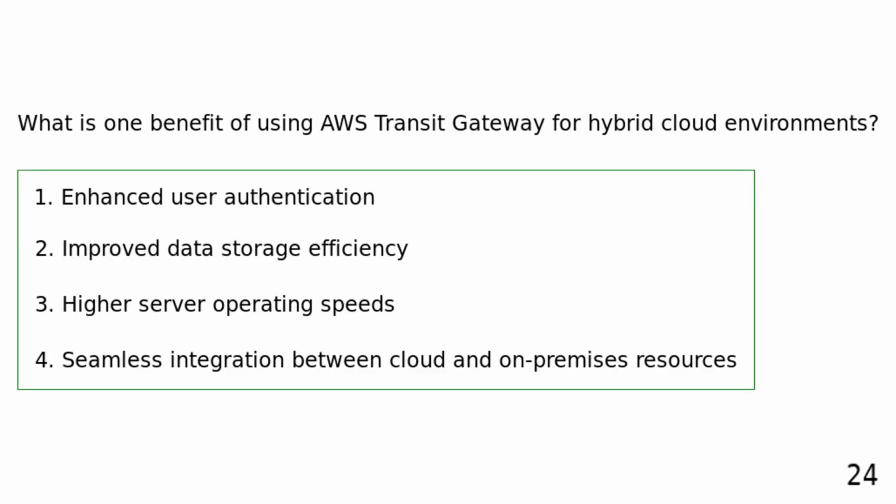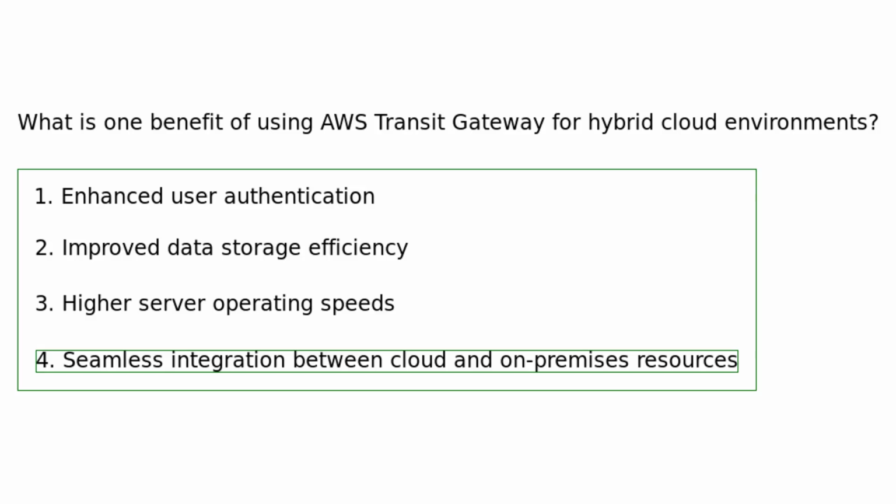What is one benefit of using AWS Transit Gateway for hybrid cloud environments? Enhanced user authentication. Improved data storage efficiency. Higher server operating speeds. Seamless integration between cloud and on-premises resources. AWS Transit Gateway provides a benefit of seamless integration between cloud and on-premises resources in hybrid cloud environments, allowing for secure and efficient connectivity between different networks.